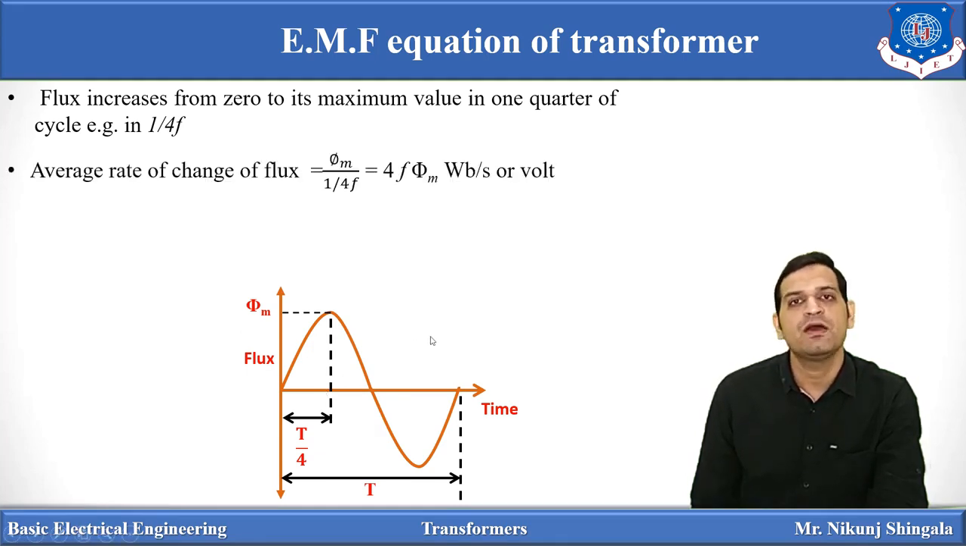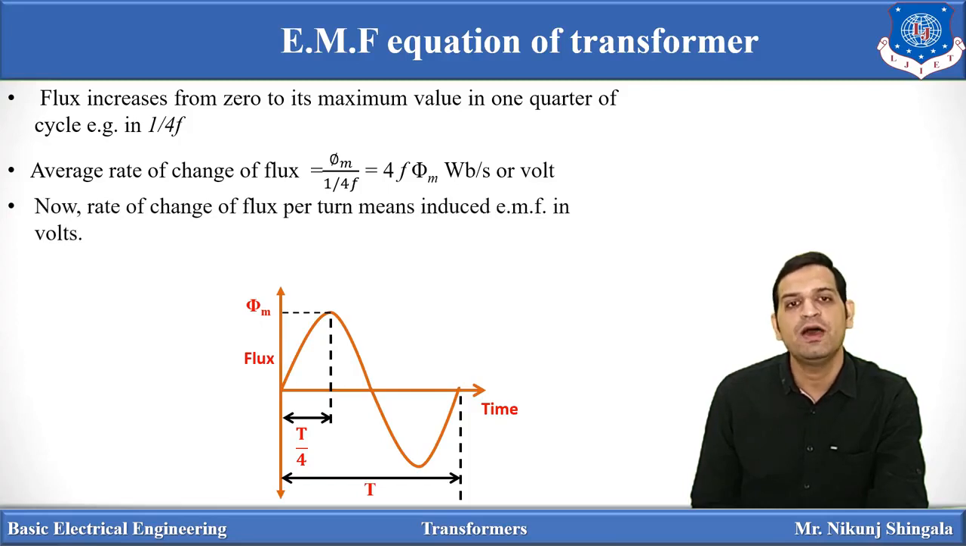So average rate of change of flux is given by d phi by dt, so phi m divided by time, so phi m divided by 1 upon 4f. So it is 4f phi m Weber per second, and that is nothing but the volt, because EMF induced in the coil is nothing but the average rate of change of flux. So rate of change of flux per turn means induced EMF according to Faraday's law of electromagnetic induction. So average EMF per turn is equal to 4f phi m volt.